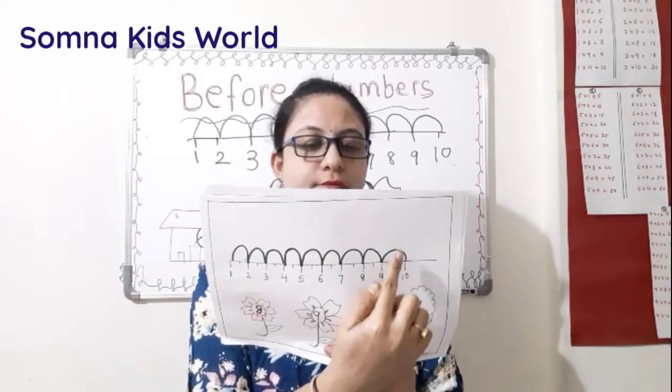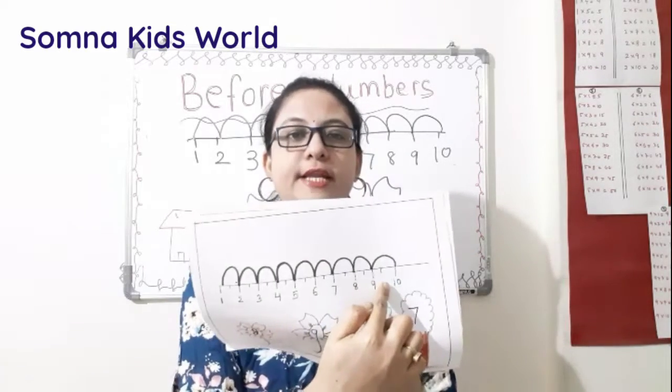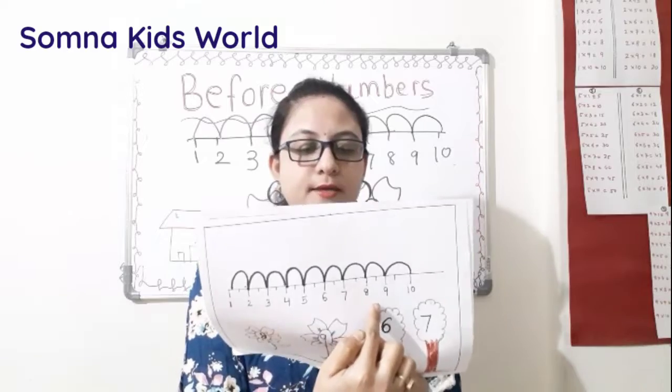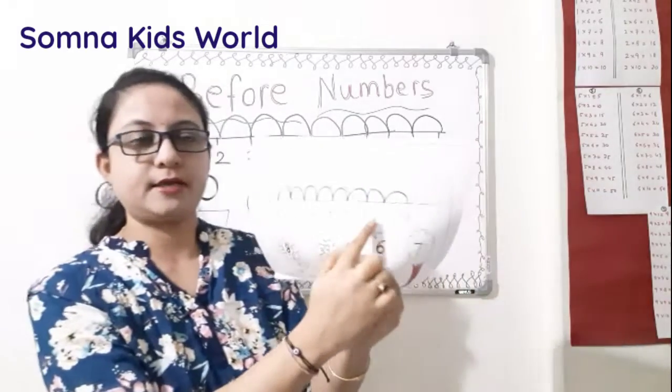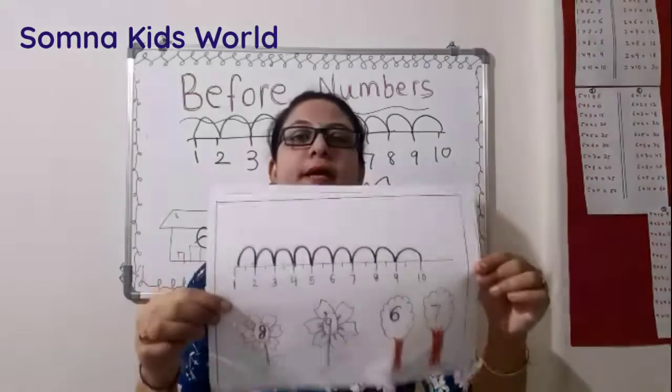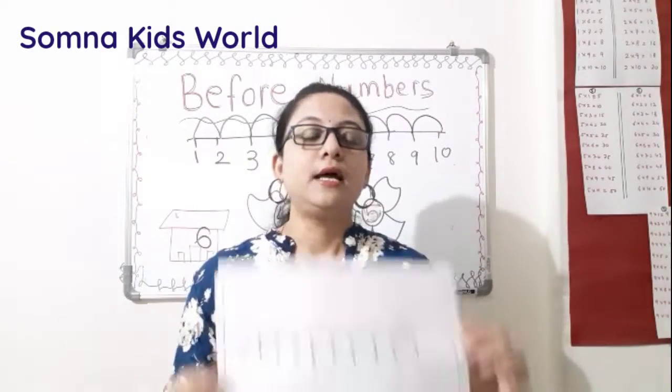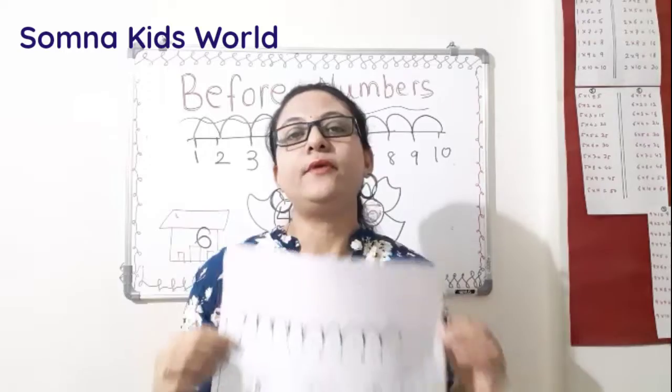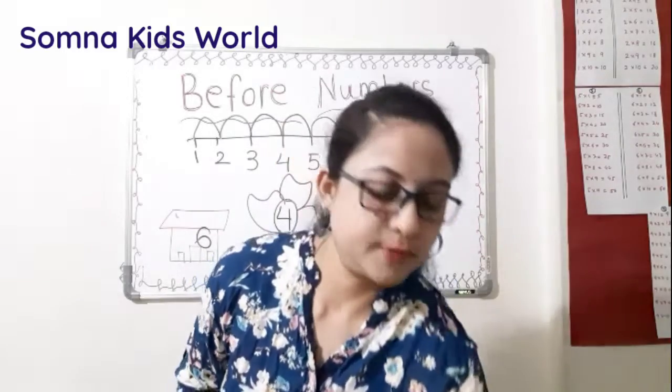What number comes before 10? Before 10 is 9. What comes before 9? Before 9 comes 8. Like this you can see the worksheet. You can make the worksheet like this. And so, I hope you understood about the before numbers.